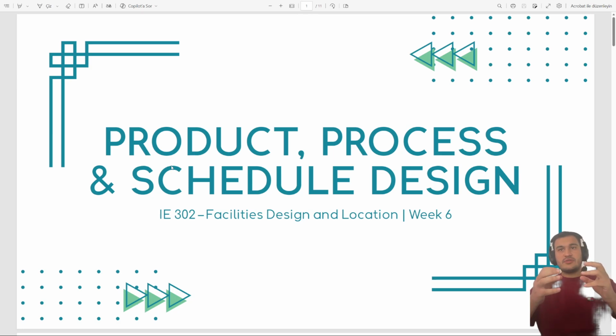The way we process a product decides how much space we need, how materials flow in the factory, and how we arrange workstations. Today we will learn about the main steps of this procedure, including make or buy decisions, bill of materials, BOM, and route sheets. Let's start with an overview of process design.